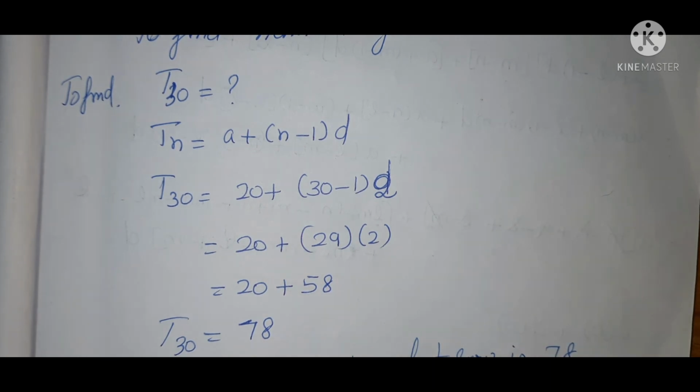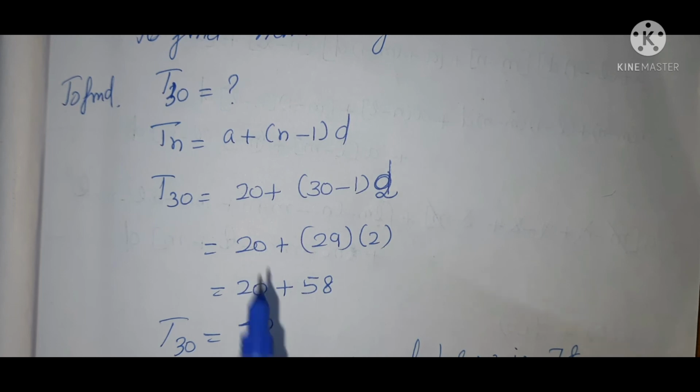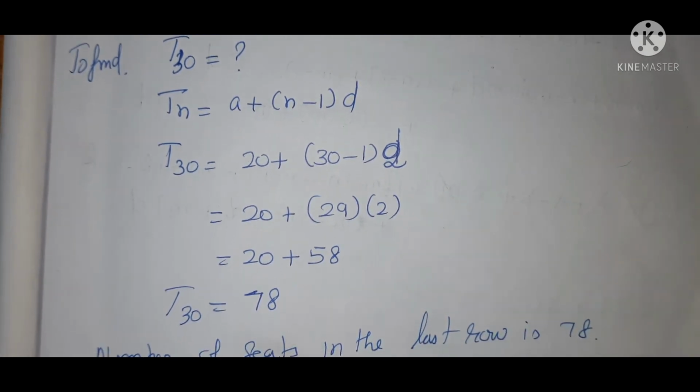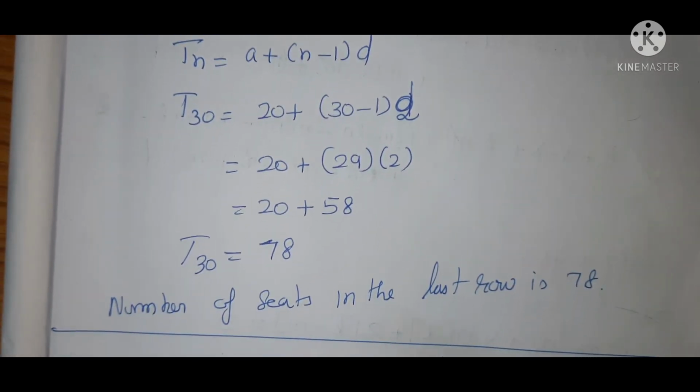Tn is a plus (n minus 1) into d. T30 is a 20 plus (n 30 minus 1) into d 2. 20 plus 29 into 2, which is 20 plus 58, which is 78. T30 is 78. The number of seats in the last row is 78.